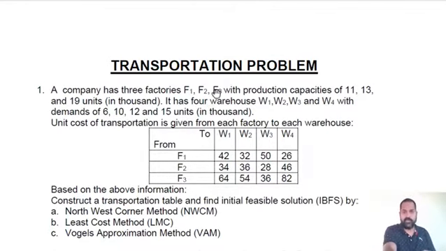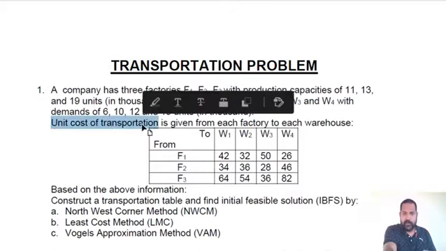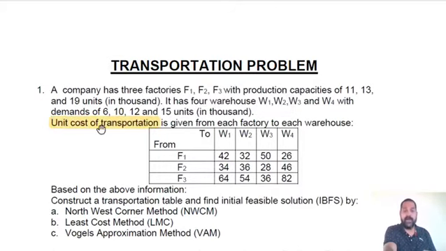Unit cost of transportation, very important. In transportation, whenever a cost is given to you, we are expecting a unit cost of transportation. How much it costs you to transport one unit from one place to another is given for each factory to each warehouse. So factory to warehouse, the cost of transportation is given to you. What do you want me to do? Based on the information, construct a transportation table. Fine, let me write down the given data and then I will construct the transportation problem for you. So let me show you how I'm going to construct the problem.